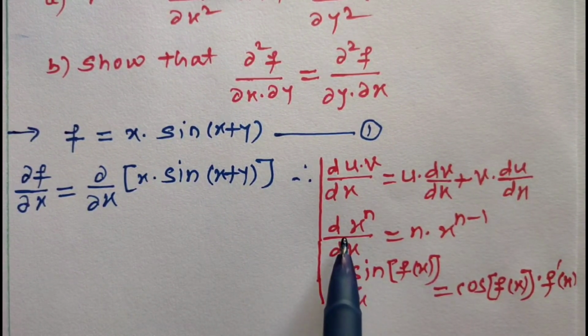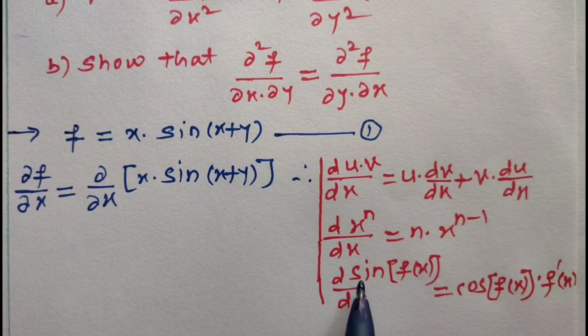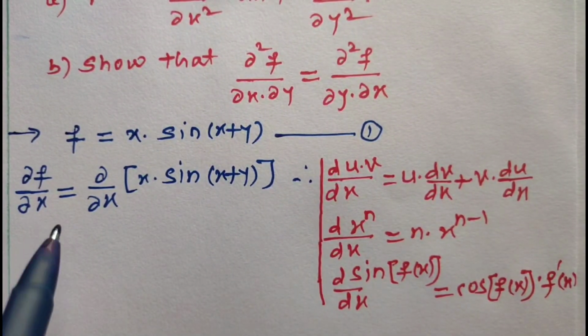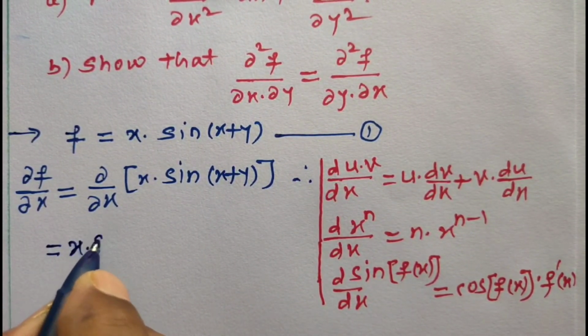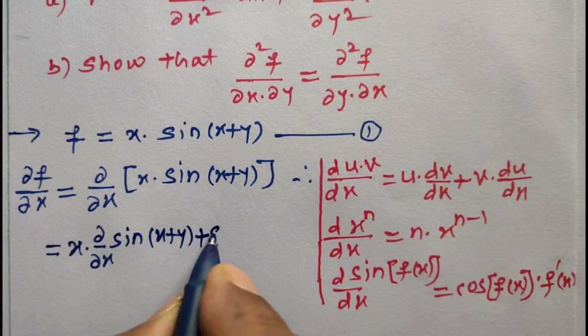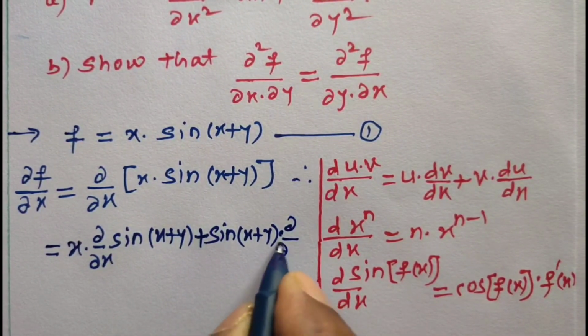Second formula, derivative of x to the power n with respect to x is equal to n into x to the power n minus 1. And third formula, derivative of sine of f(x) with respect to x is cosine of f(x) into the derivative of f(x) with respect to x, that is f dash x. Applying these three formulae, this can be written as derivative of f with respect to x is equal to first function x as it is, partial derivative with respect to x of sine of (x plus y), plus second function sine of (x plus y) as it is, then partial derivative with respect to x of first function x.